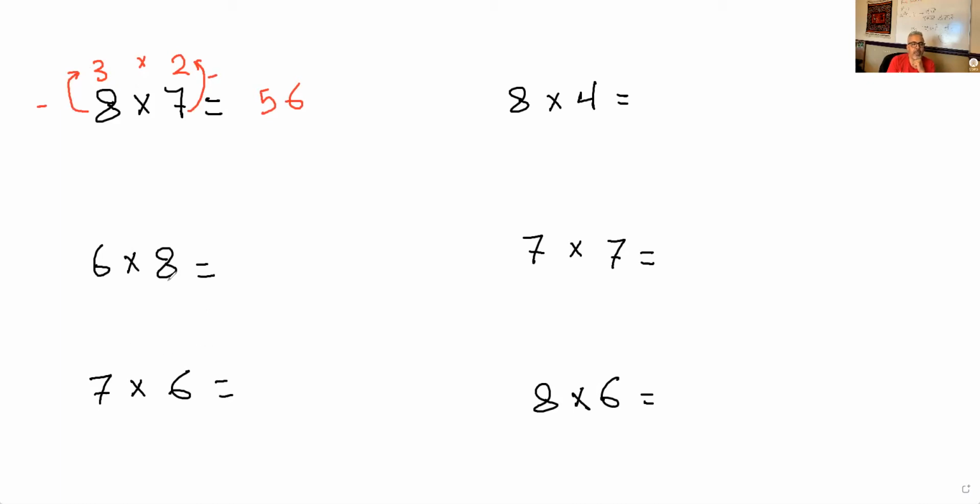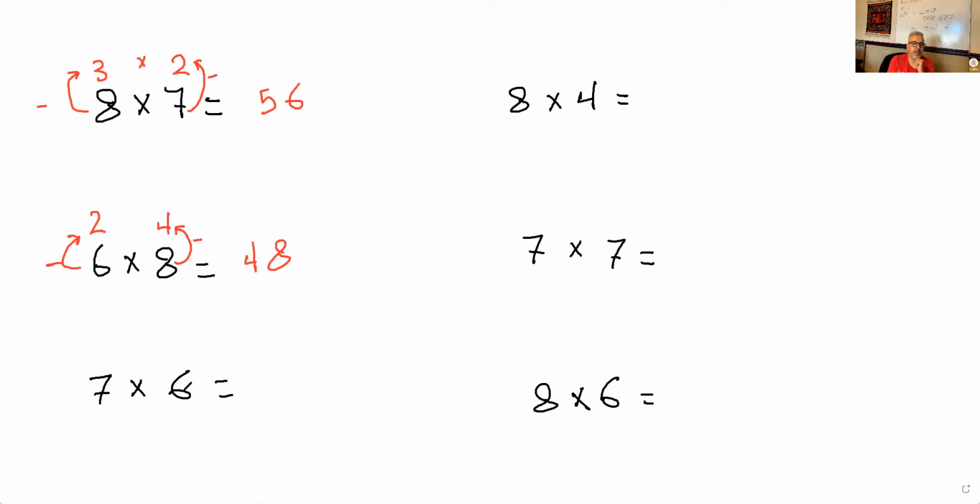So 8, how far away is it from 10? It's 2 away, so you put that on top of the 6. How far is the 6 away from 10? It's 4, so you put that on top of the 8. 2 times 4 is 8, so that's your ones digit right there. And then you subtract. It doesn't matter. You could subtract this way or subtract that way, and the answer is 48.